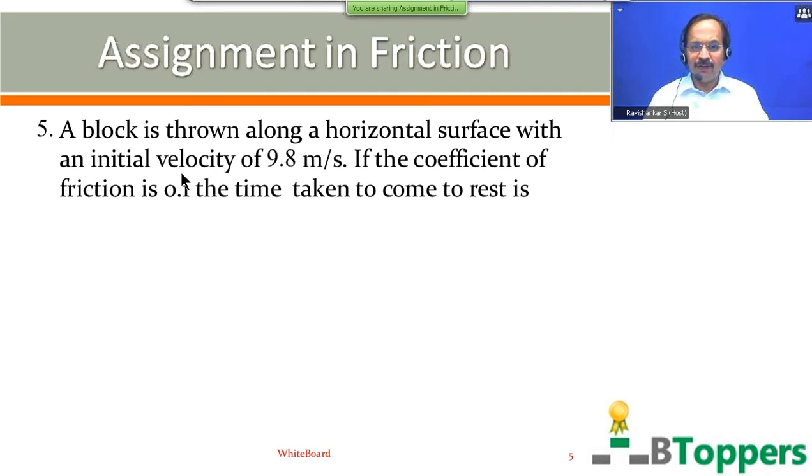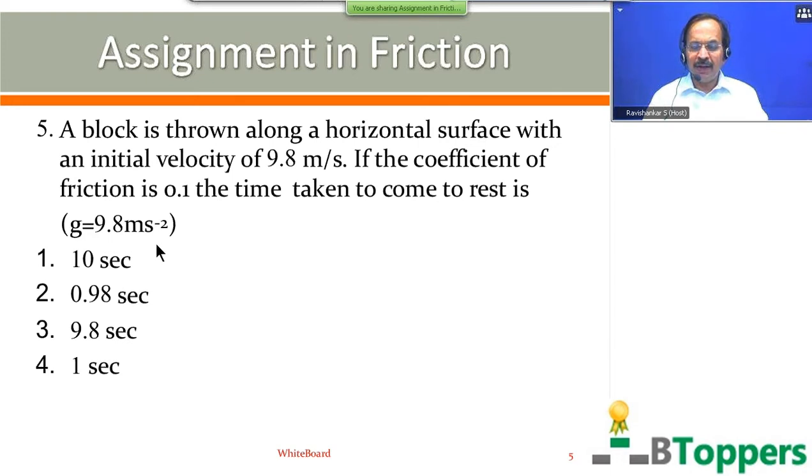A block is thrown along a horizontal surface with an initial velocity of 9.8 meter per second. The coefficient of friction is 0.1. The time taken to come to rest is, even for this problem, take g equal to 9.8 meter per second square. Come on, try the problem. This problem also comes under the same special case which I discussed earlier in the beginning of friction, now the second special case. In case you need more time to answer the question, you can take a pause and take your own time.